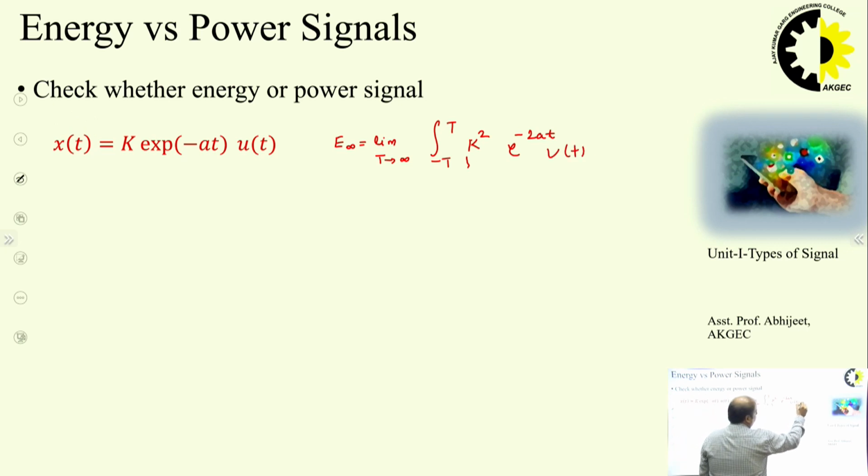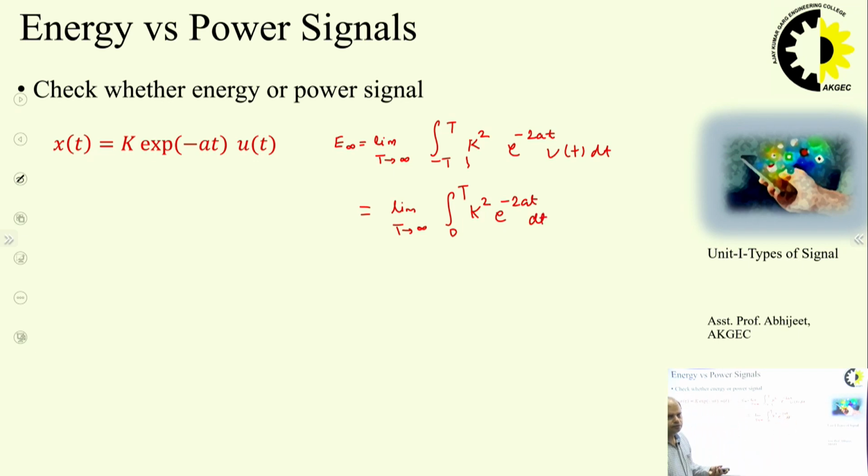What does the u(t) do? It is 1 for positive values. So we basically have limit t tends to infinity from 0 to t. K square is a constant, and we need to only integrate e^(-2at) with respect to t. So integration is very straightforward. It is e raised to the power, I can write that also.